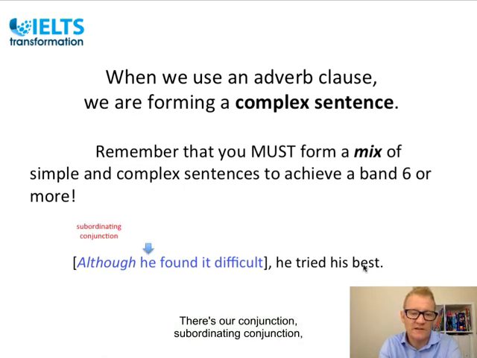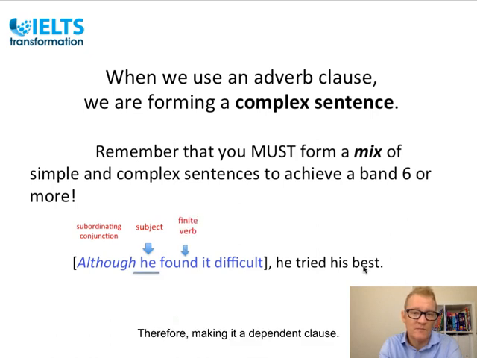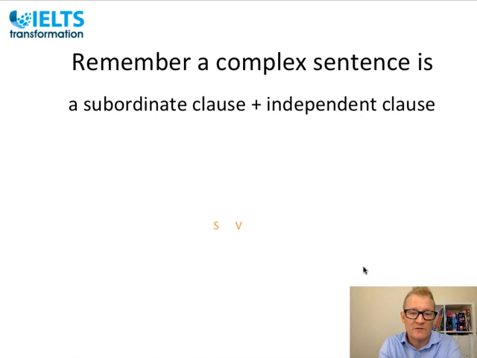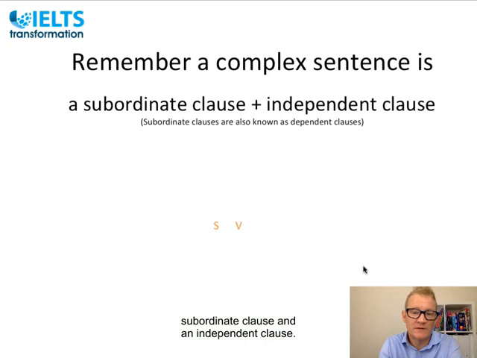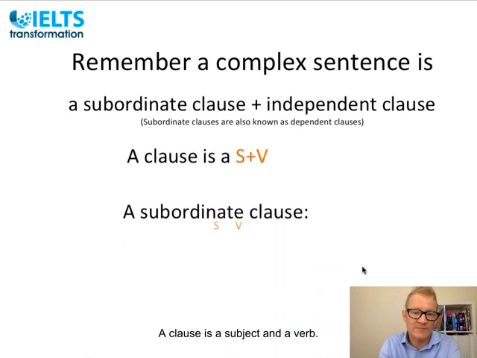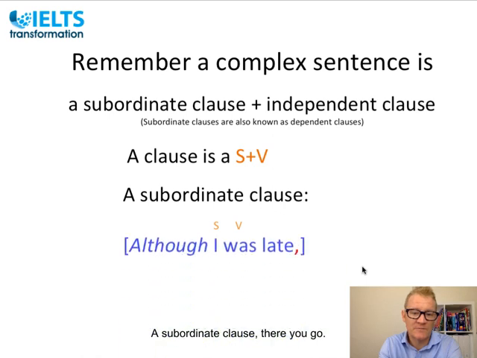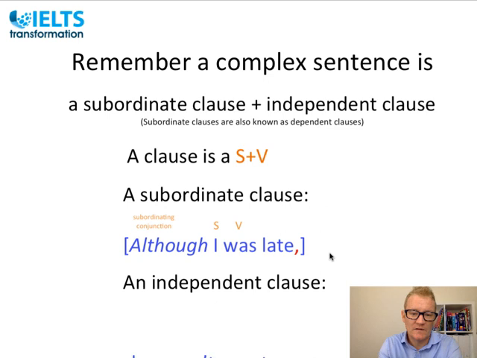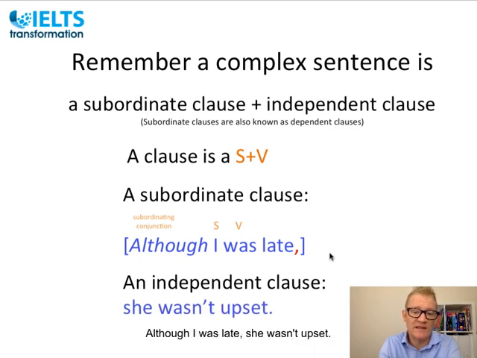There's our subordinating conjunction, the subject and the finite verb, therefore making it a dependent clause. So remember, a complex sentence is a subordinate clause and an independent clause. Subordinate clauses we also call dependent clauses. A clause is a subject and a verb. Although I was late, comma, notice the comma, this is important. She wasn't upset. Although I was late, she wasn't upset.